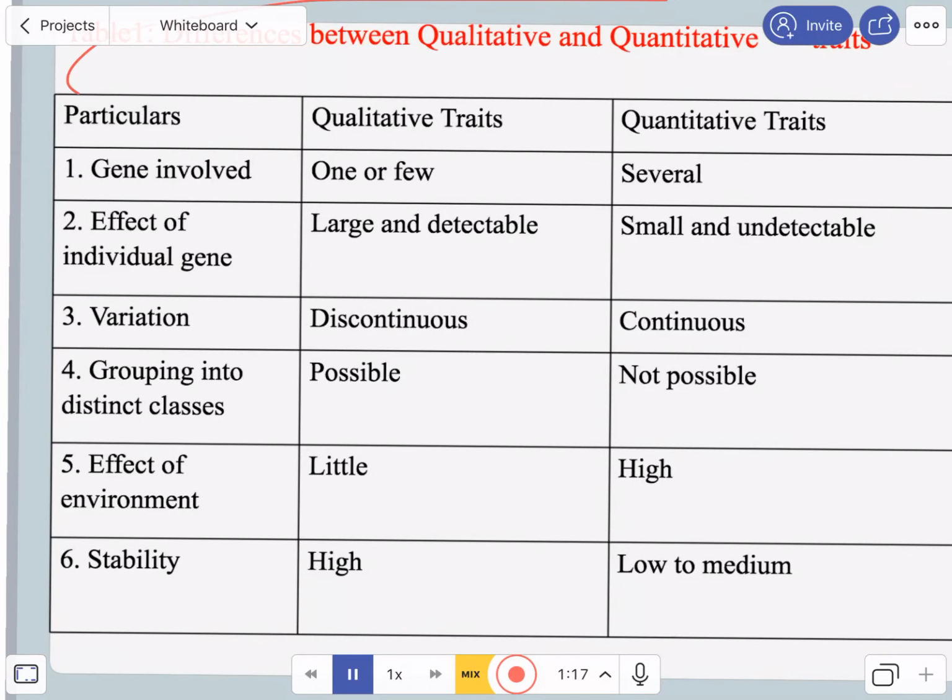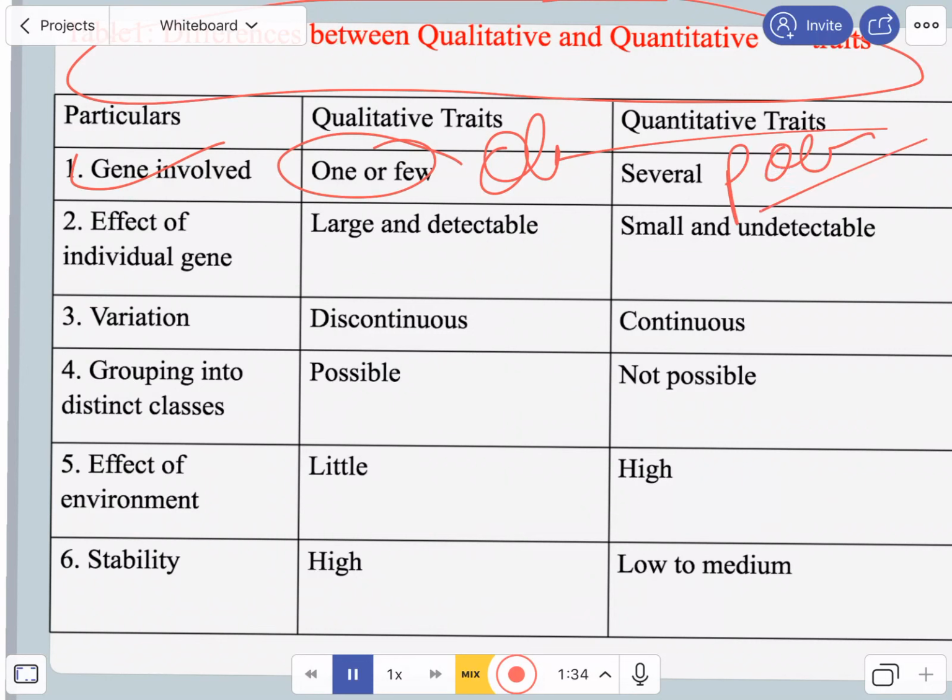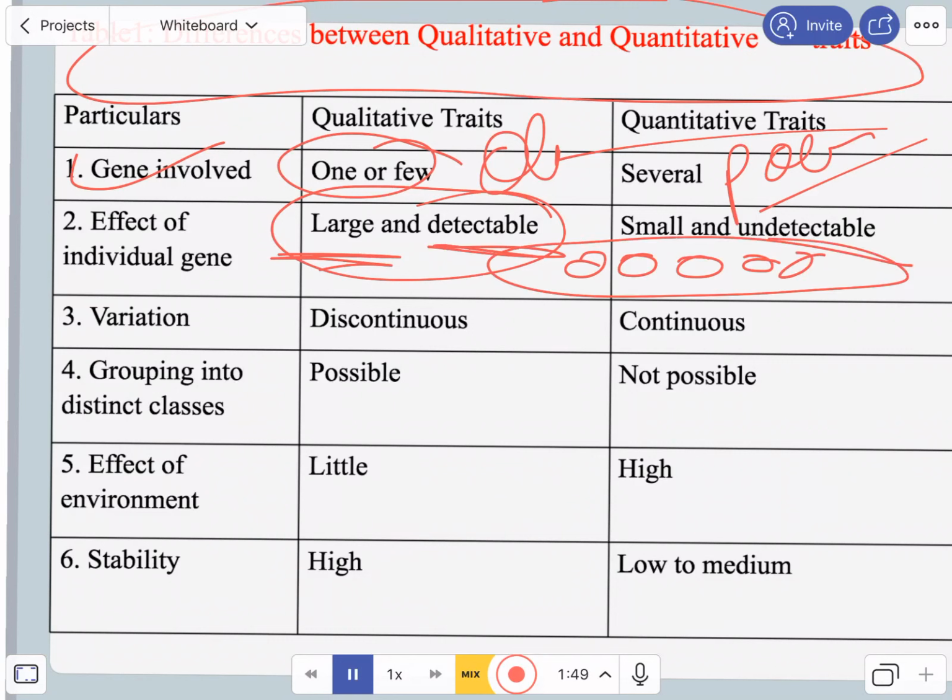Now, this is the tabular form of the difference between qualitative and quantitative traits. The genes involved in qualitative traits are oligogenes, while quantitative traits are governed by polygenes, several genes. The effect of an individual gene in qualitative traits is large and detectable, because there are only one or two genes, so it is easy to detect. But in quantitative traits, there are so many small genes, so the effects are quite undetectable.